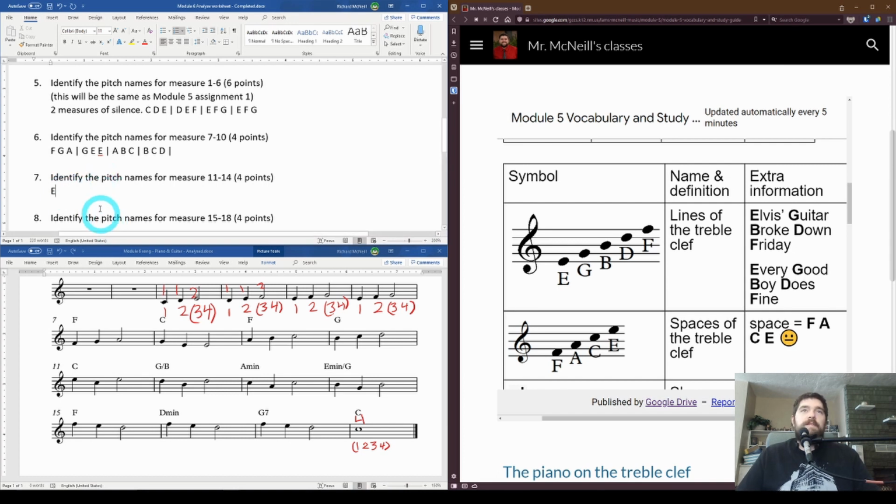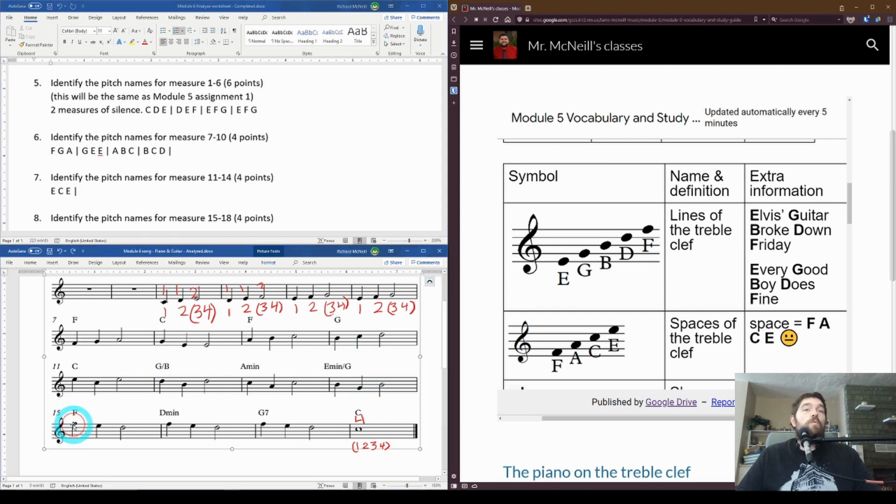Now we are at measure 11. That first one is an E. Then I have the third space, F-A-C. Now we have F-A-C-E again. For the rest of these, I'm going to let you do the rest of number 7, measures 12 through 14, on your own.